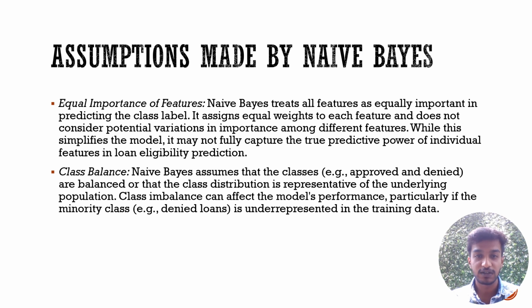And next, equal importance of features. Naive Bayes treats all features as equally important in predicting the class label. Next is class balance. Naive Bayes assumes that the classes are balanced or that the class distribution is representative of the underlying population.